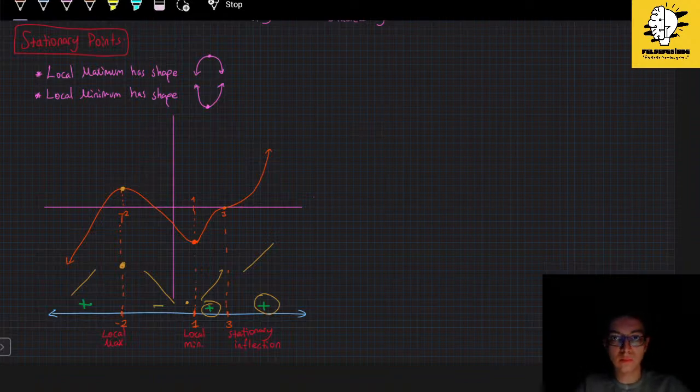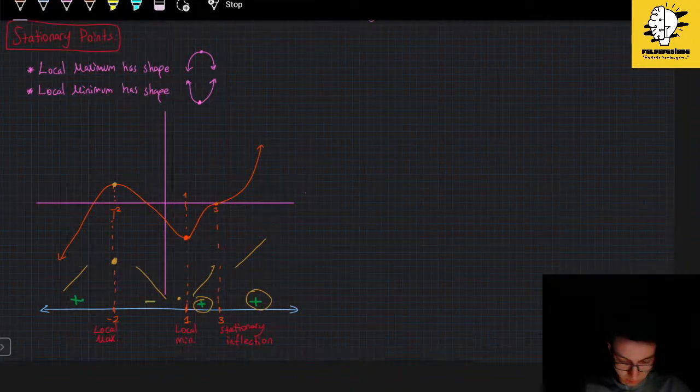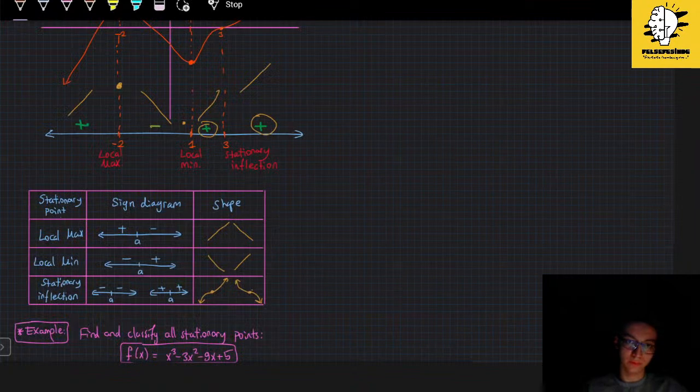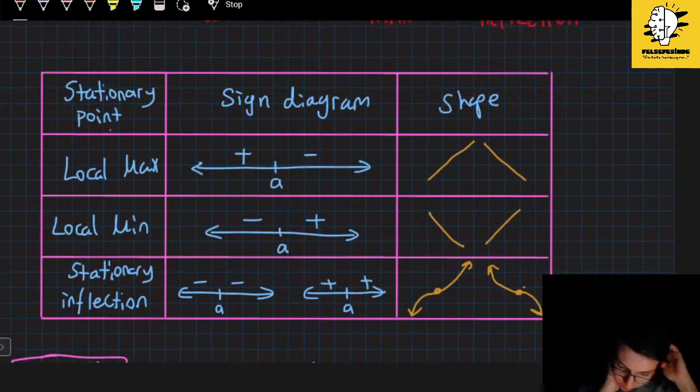Okay, let's go down, and I created a table for you guys. I think it's going to be very helpful. Very easy to remember.